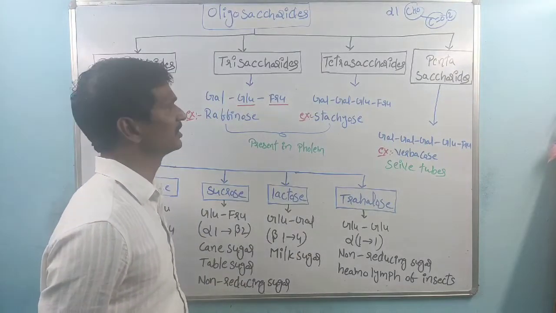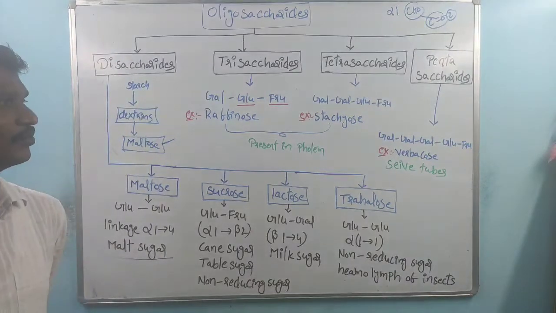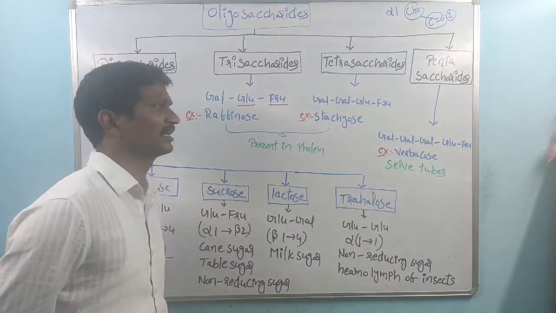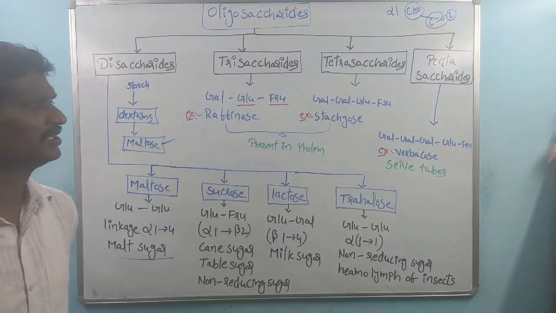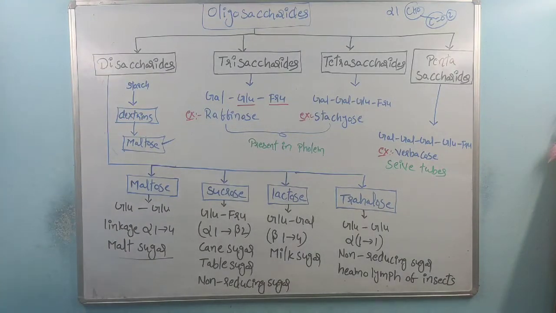And coming to the next one, the tetrasaccharides. Here fructose is there, glucose is there, galactose and galactose. The name of the sugar is stachyose. So here we have trisaccharides and tetrasaccharides, raffinose and stachyose. These are the best examples.